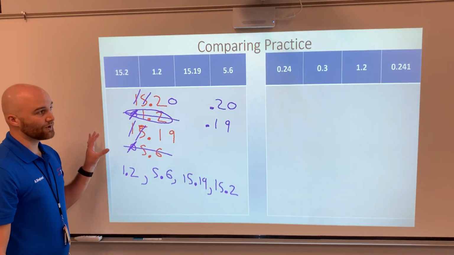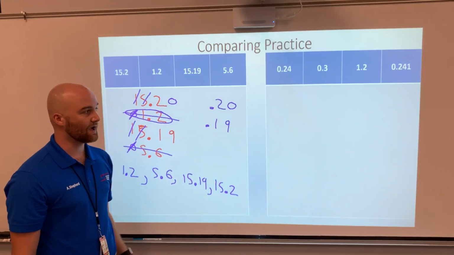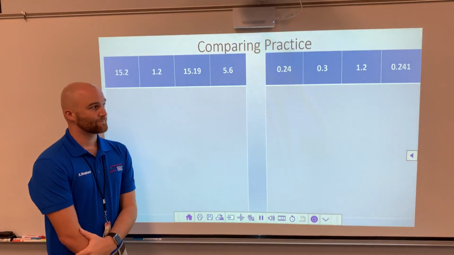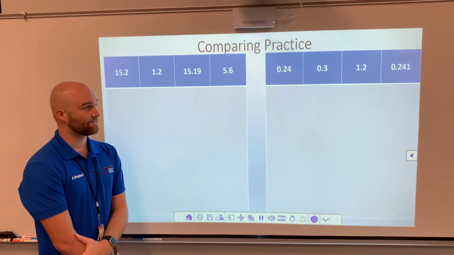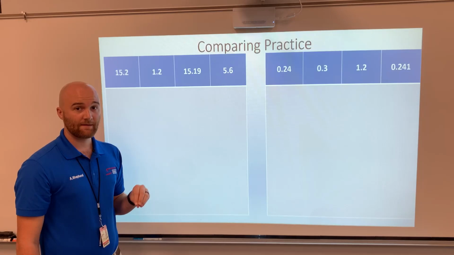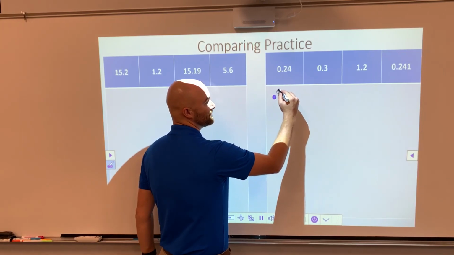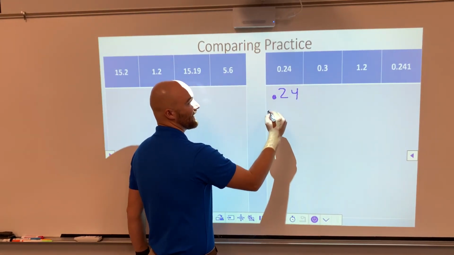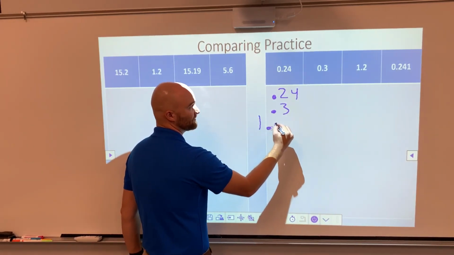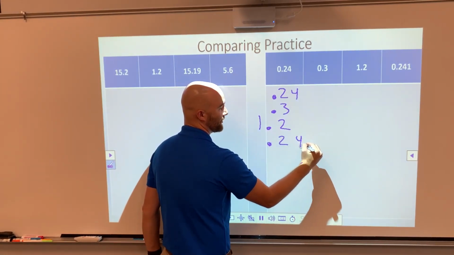Okay? While I erase the board, I want you to go ahead and set this one up. First thing I want you to do is set this one over here up. Go ahead and pause the video while you set that one up. Okay, now that you've set it up, you remember that our first step is to line up those decimals. So I'm going to line up those decimals. I've got decimal 2, 4. I've got decimal 3. I've got 1.2. And I've got decimal 2, 4, 1.